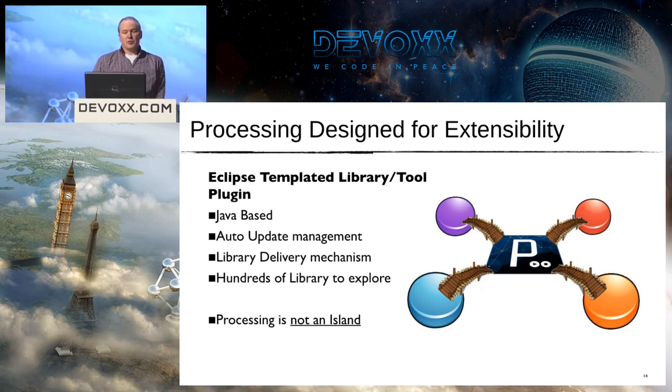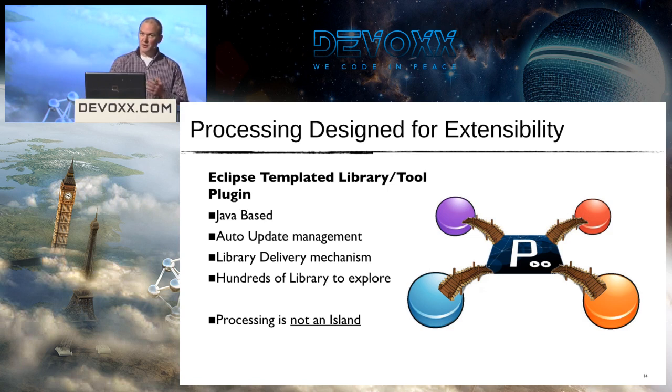Processing itself is designed for extensibility, unlike Arduino. Being Java-based, one of the really nice things I like about it is the new auto-update management feature and the Eclipse templated library and tool plugin. This allows you, as a developer, to build something that's going to be included in the life cycle and the life path of the Processing platform.